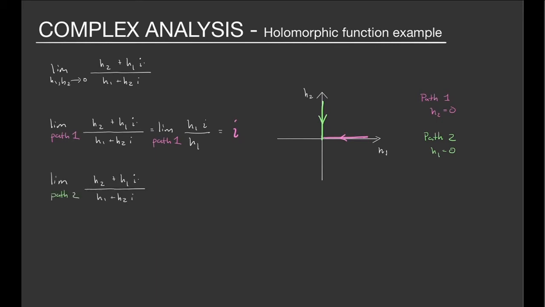With path 2, notice here h1 is equal to 0 along that path, which gives us h2 divided by h2i, which is 1 over i. Multiplying the top and bottom by i gives us negative i. Now we've reached two different values going along two different paths. That means that this limit does not exist. In the very simplest sense, it doesn't exist because what do you choose for it to be? Do you choose i? Do you choose negative i? What if you take another path and it's 0? We can't pick just one thing because there are more than one, so that means the limit doesn't exist.